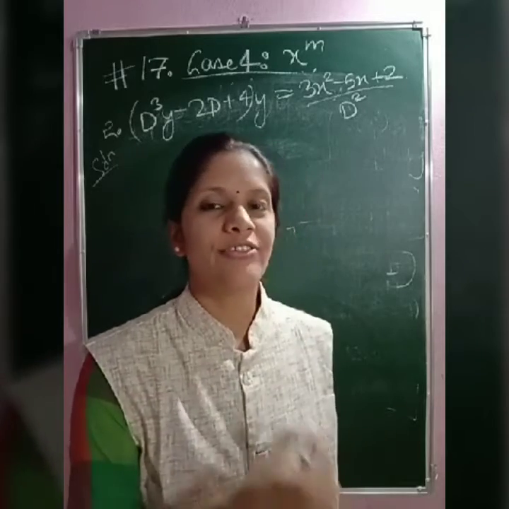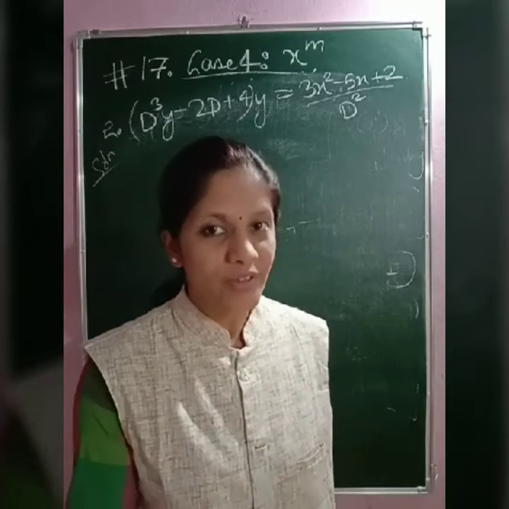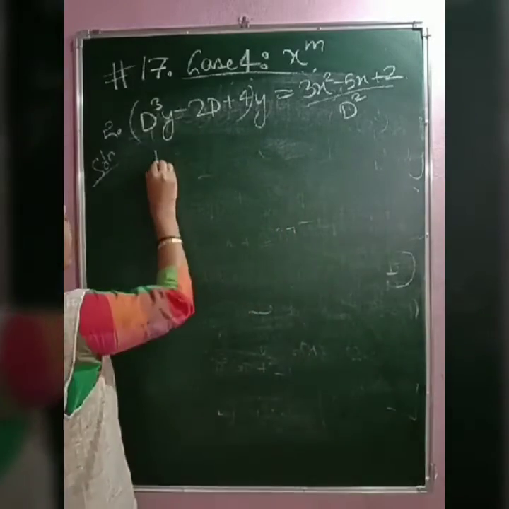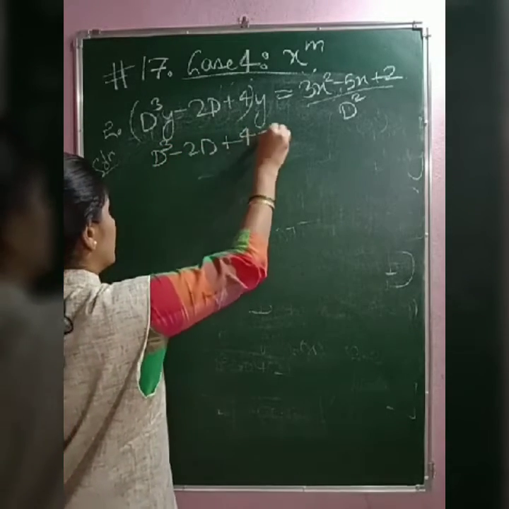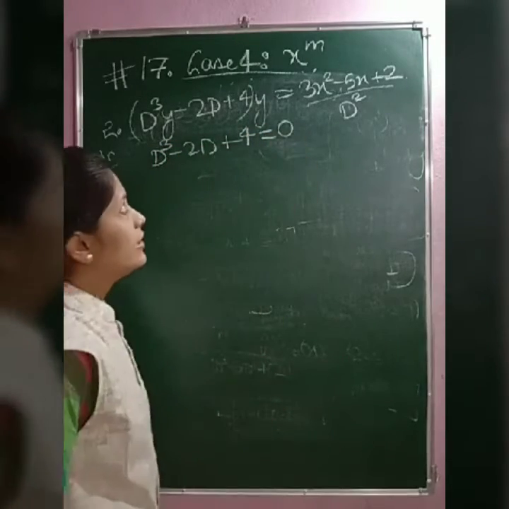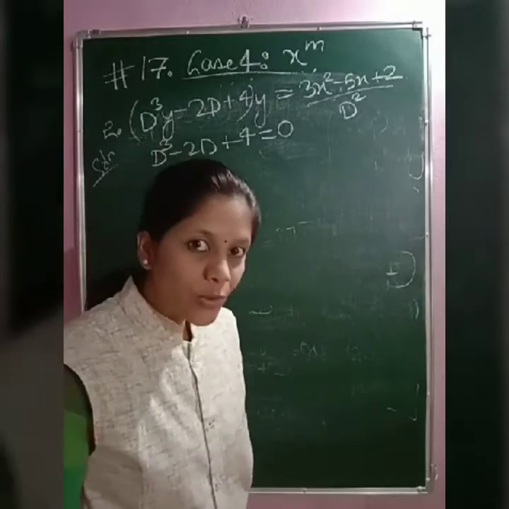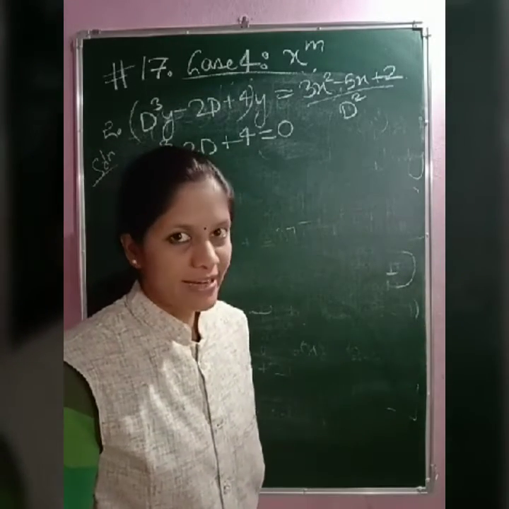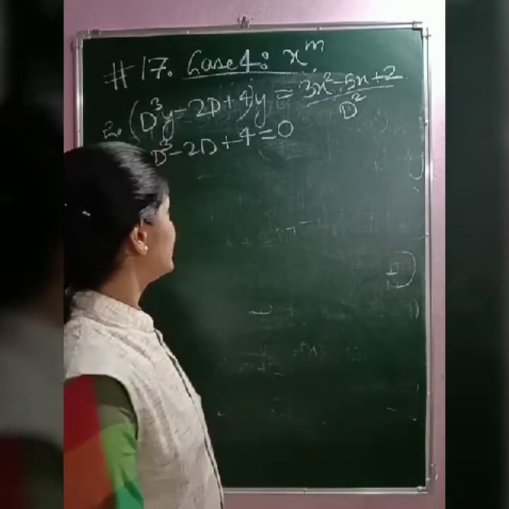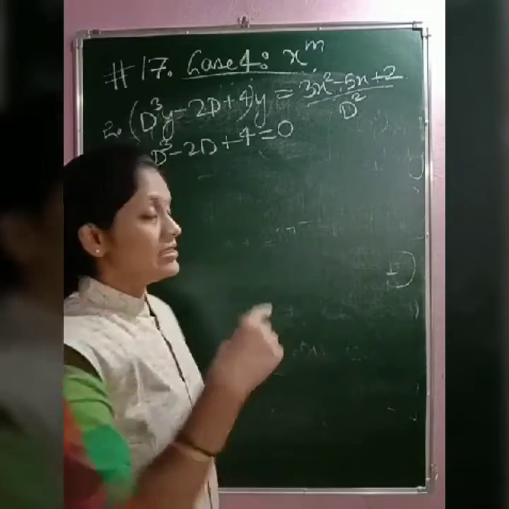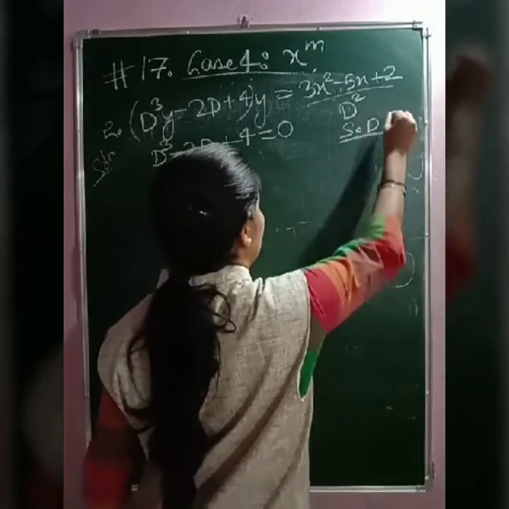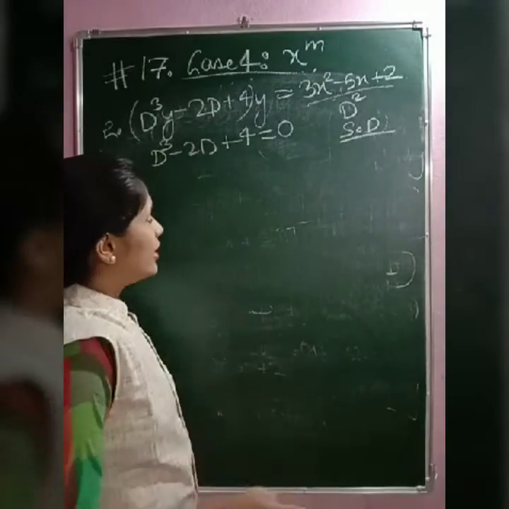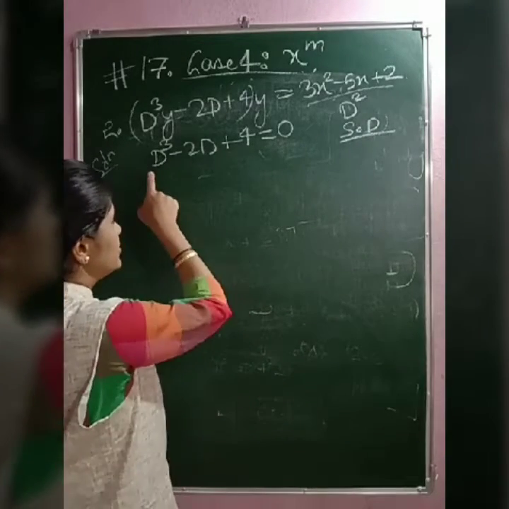Let us find CF by considering the auxiliary equation. The auxiliary equation is D cube minus 2D plus 4 equal to 0. Yes, this happens to be a cubic equation and not in standard algebraic form. So what are the roots? Yes, we have to go to synthetic division. By inspection, when I put 1 or minus 1, I am not getting 0.